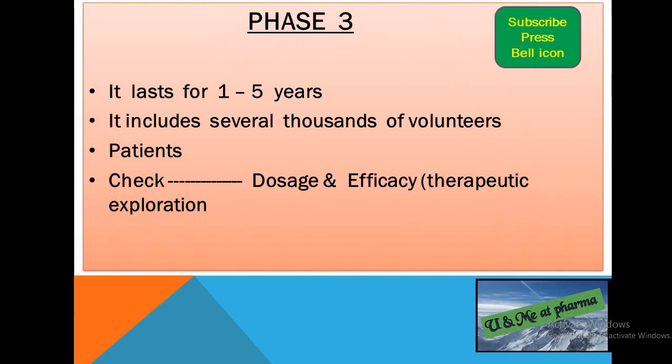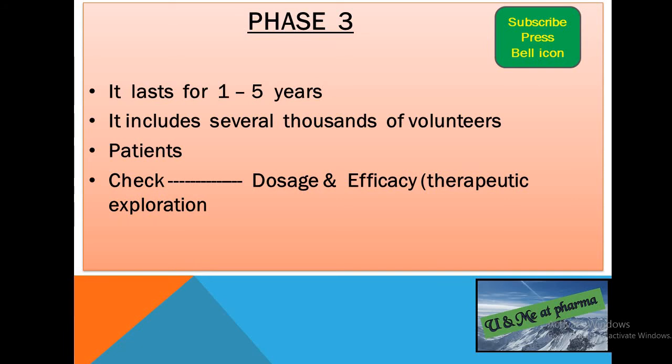Next comes phase 3. This phase 3 generally lasts for 1 to 5 years almost. And it includes several thousands of volunteers, not in hundreds, but a large number in the thousands. Because we need to know the results from a wider angle. So that's why we employ thousands. And here also, the thing to remember is we consider patients, not healthy persons, but patient volunteers.